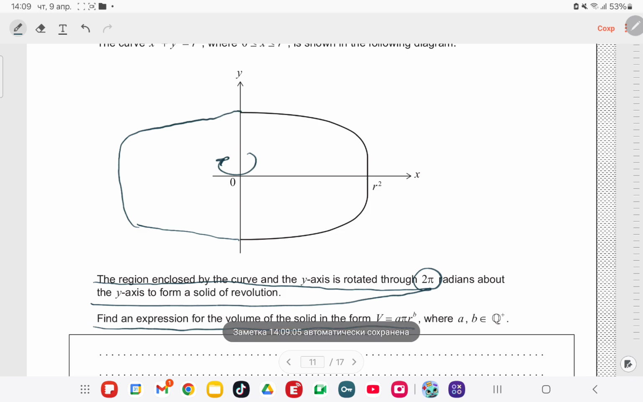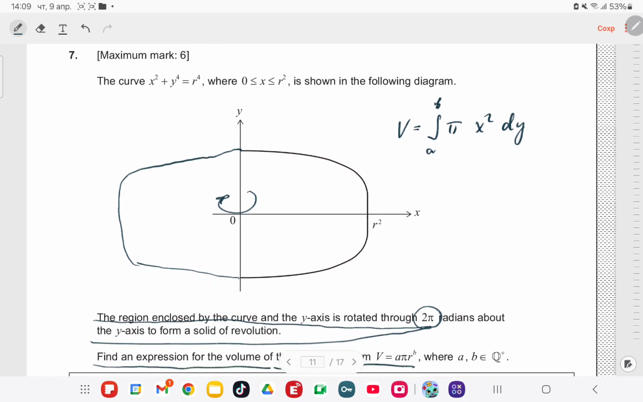A three-dimensional shape. According to the formula, let me first write the formula. It's the integral from a to b of pi and the function squared, so it is actually x squared dy. So this is the formula. How to use this formula? First of all, x squared can be obtained from this equation. So x squared is equal to r to the 4 minus y to the 4, right? And now we can write it this way: pi, then r to the 4 minus y to the 4 dy.